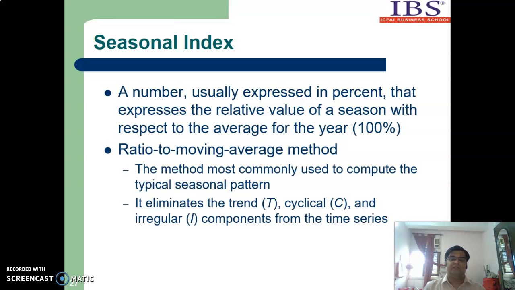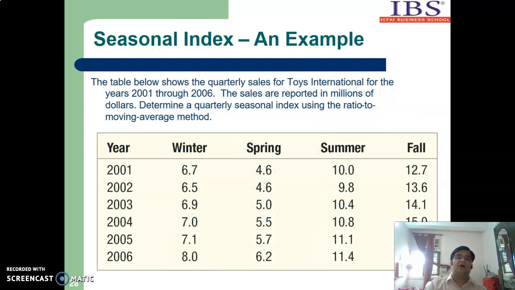But before that, let us understand what the steps are. The first step will be to construct an index with the help of the ratio to moving average method. In step 2, with this index, we will deseasonalize the data. So these are the two broader steps. Now how to construct an index, I will show you with the data.